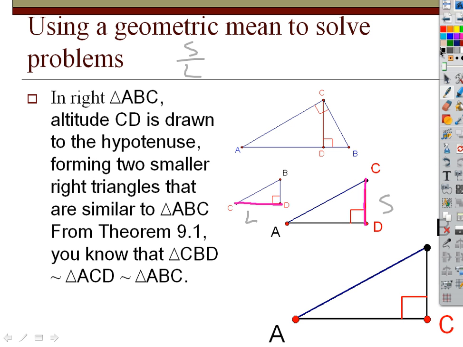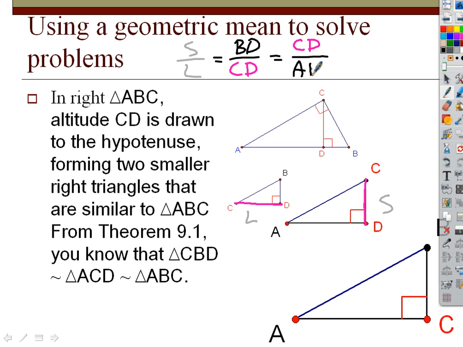What's the short leg of the small triangle? Side DB or BD, whatever you want to call it. Okay, what's the long leg? CD. What's the short leg of the medium triangle? CD. Uh-huh. And what is the long leg? AD.